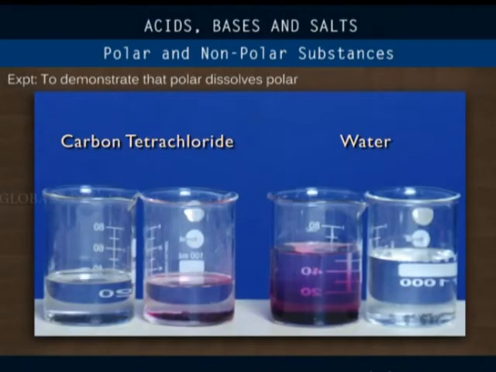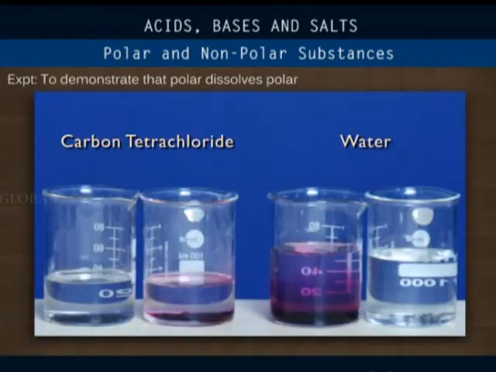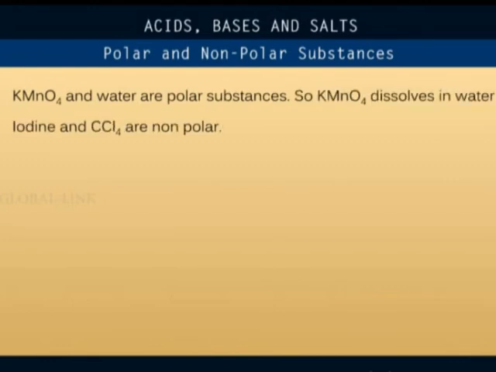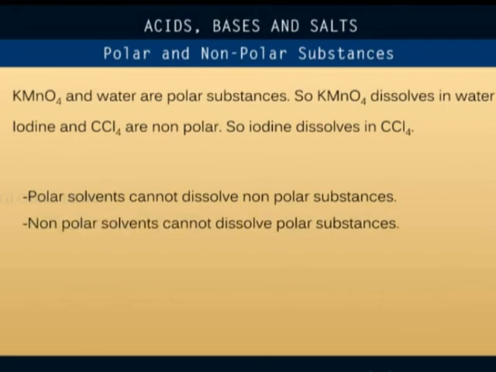We see that the potassium manganate 7 crystals do not dissolve in carbon tetrachloride, but the iodine crystals do. However, potassium manganate 7 crystals dissolve in water, but iodine crystals do not. And this is because potassium manganate 7 and water are polar, so potassium manganate 7 dissolves in water. Iodine and carbon tetrachloride are non-polar, so iodine dissolves in carbon tetrachloride. Polar solvents cannot dissolve non-polar substances, and neither can non-polar solvents dissolve polar substances.